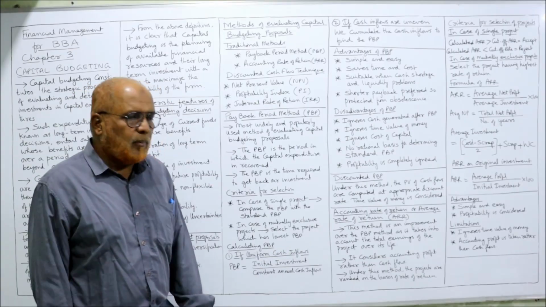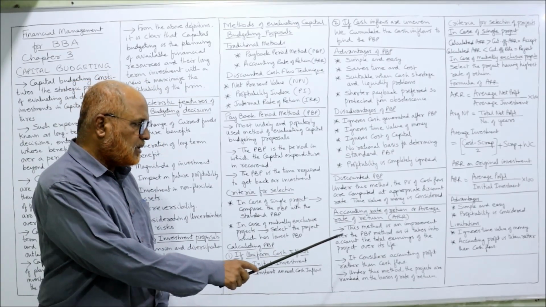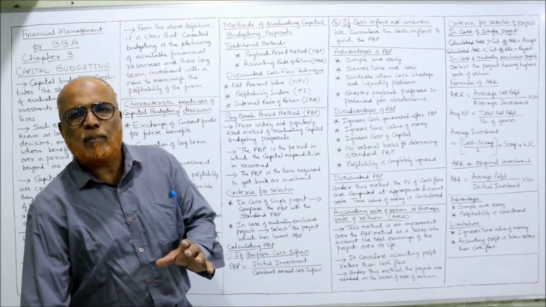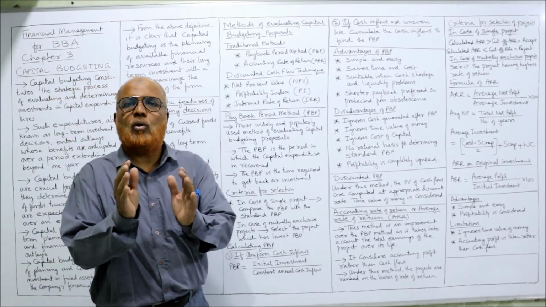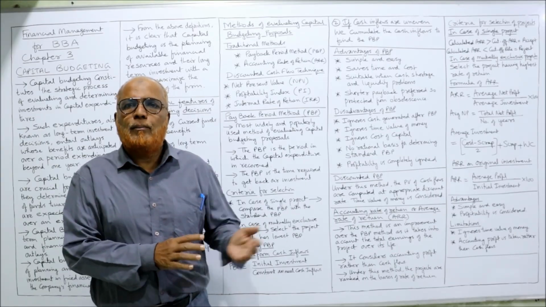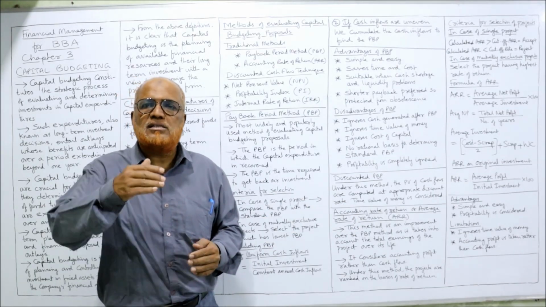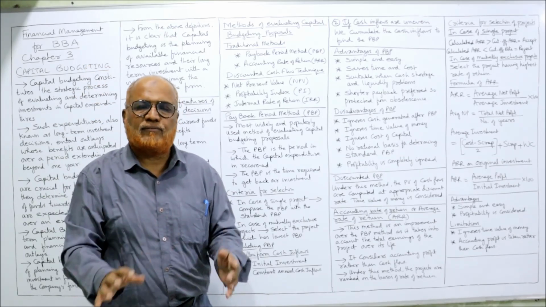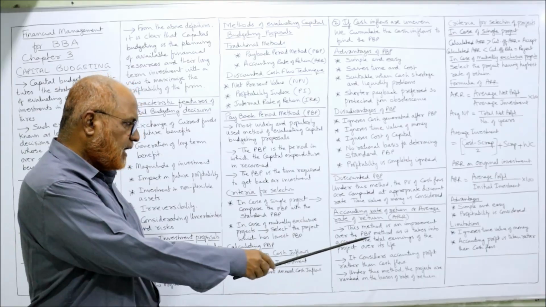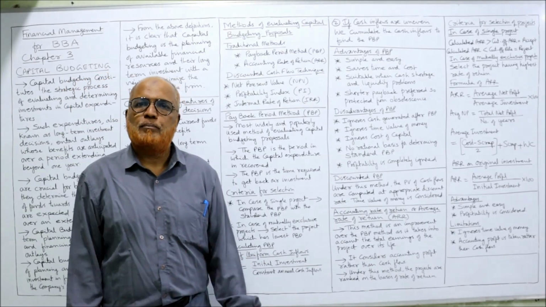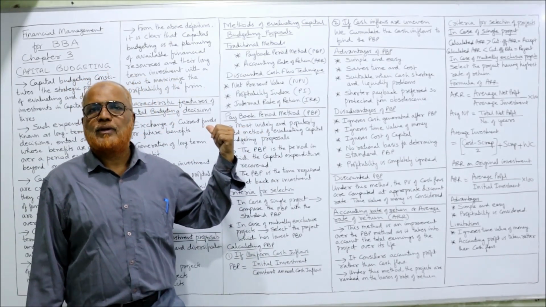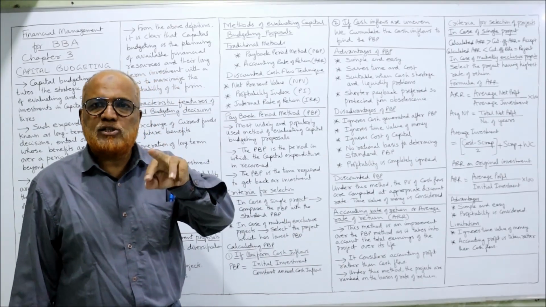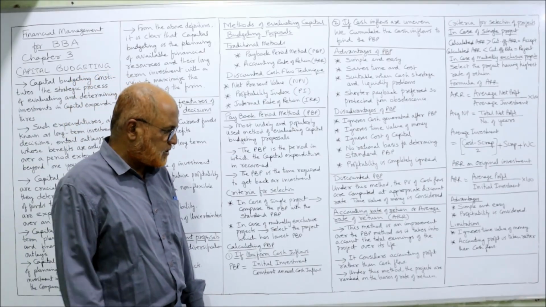This method is an improvement over the payback period method as it takes into account the total earning of the project. One of the drawbacks in PBP is it will consider only up to PBP. But in case of ARR, it considers all the profits till the end of the project life. Then it considers accounting profit rather than cash flow. PBP will consider cash flow, whereas ARR will consider accounting profit. There is a lot of difference between cash flow and accounting profit.